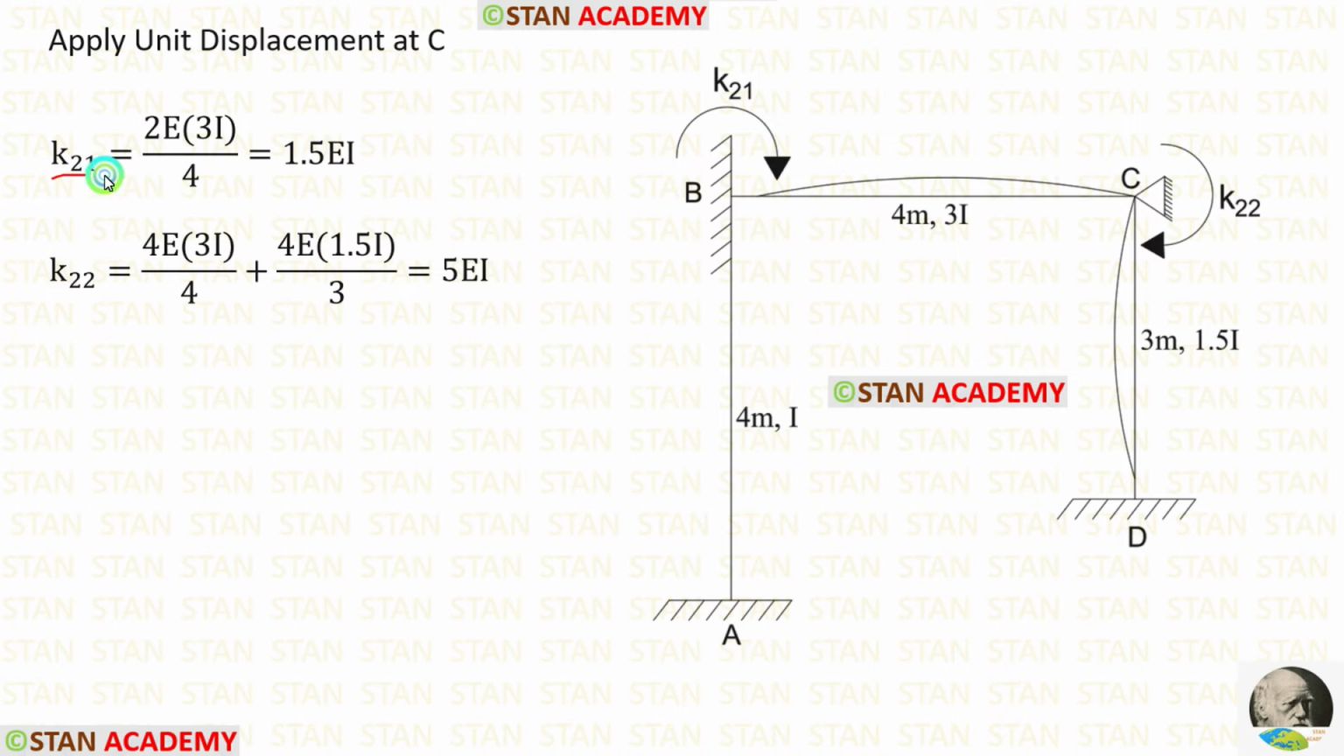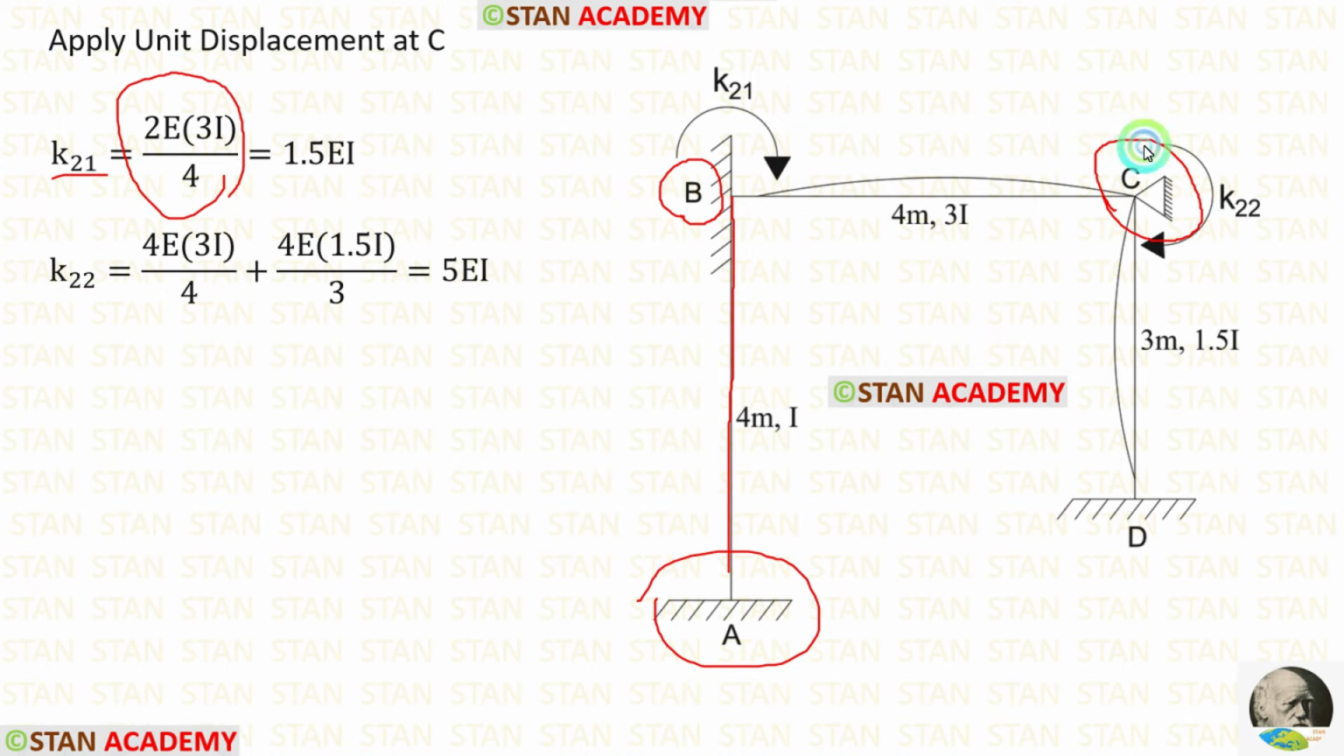Now let us find K21. For that, from the point B, we have to look at the other ends. No need to look at the end A, because in the column AB there is no curve. Let us look at the other end C. In the point C there is a hinged support. If the far end is hinged, the formula is 2EI upon L.